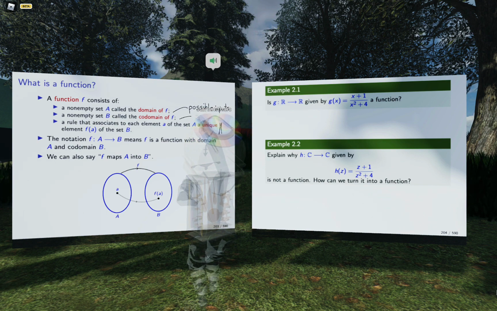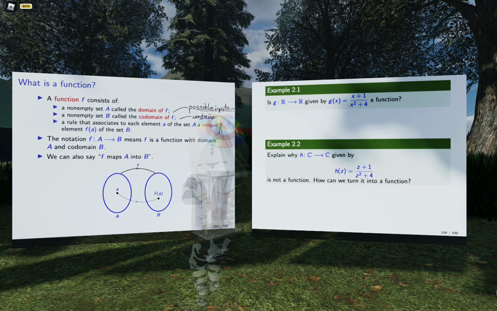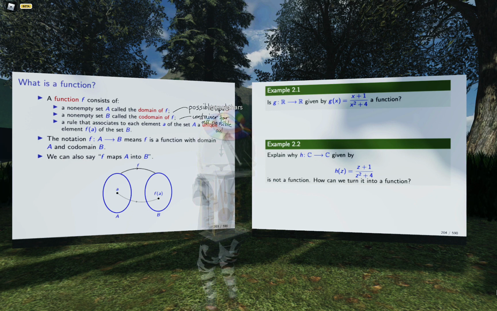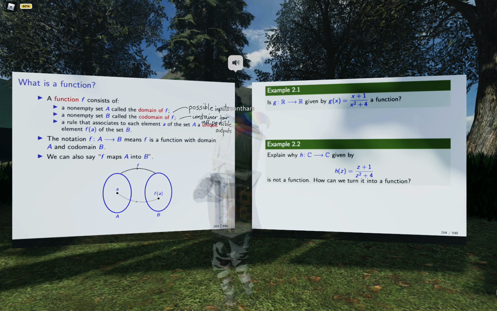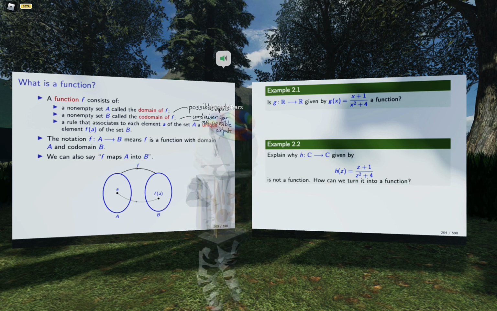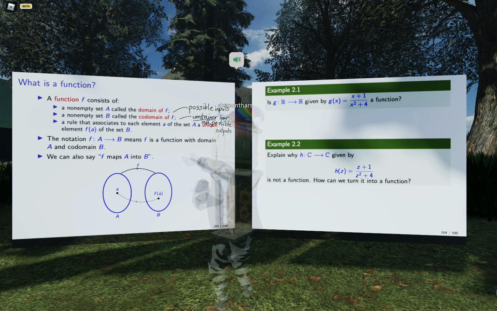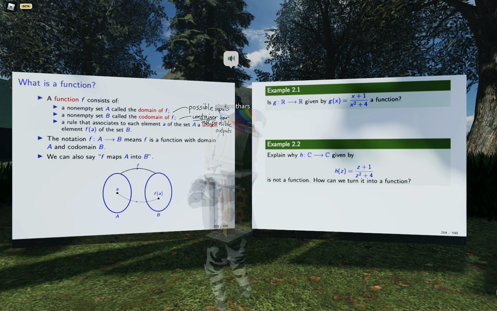The codomain is a kind of container for all possible outputs. Now, there's some distinction there. When I say container, that means that B, the codomain, needs to contain all things of the form f of a, where a is in capital A, but it may contain more things. We'll come back to that in a moment.